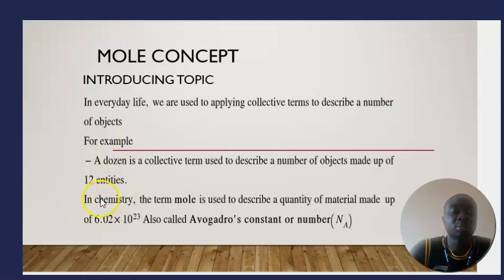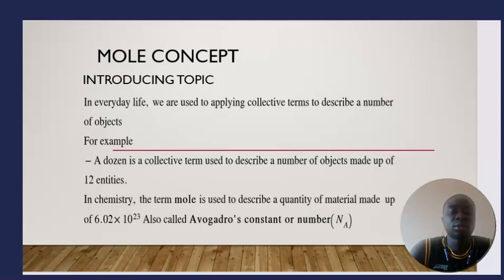In chemistry, the term mole is also used to describe a quantity of material, but this time around it is made up of 6.02 times 10 to the power 23 particles. So the mole is a collective term used to describe a quantity of material made up of what? 6.02 times 10 to the power 23 particles. And this figure is also called Avogadro's constant or number, and it is represented by capital N, subscript A. So this is Avogadro's number.